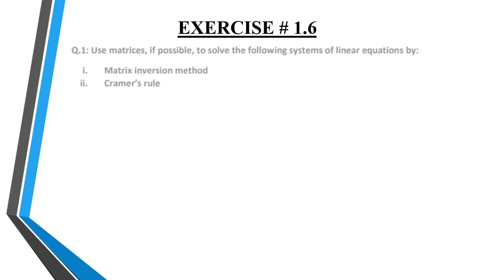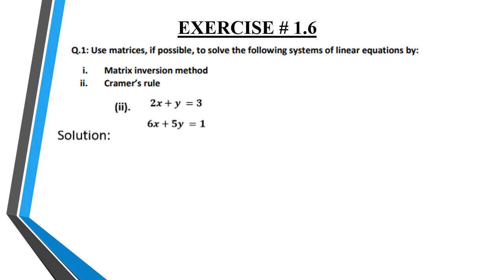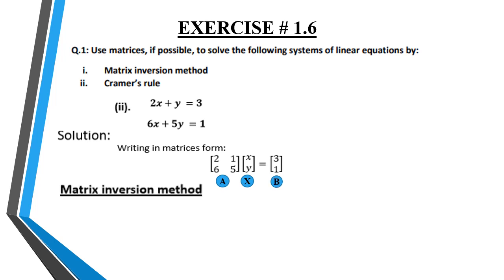Exercise 1.6, question number 1. Use matrices if possible to solve the following system of linear equations by matrix inversion method, Cramer's rule. Second part is 2x plus y is equal to 3, 6x plus 5y is equal to 1. First step is to write in the matrix form Ax is equal to B. First method is matrix inversion method.